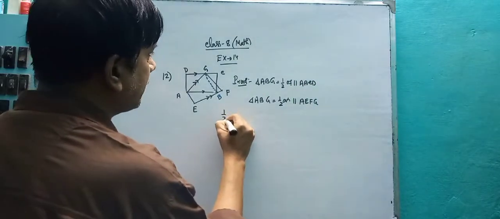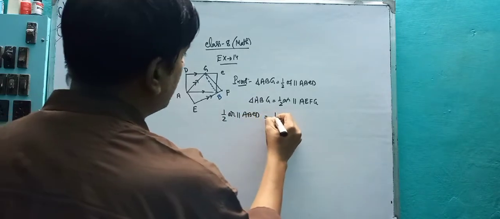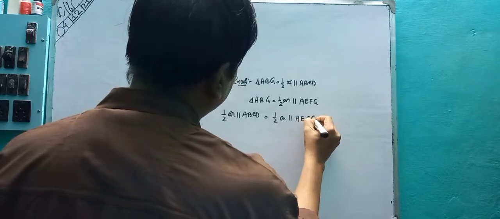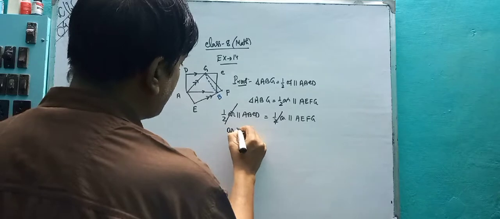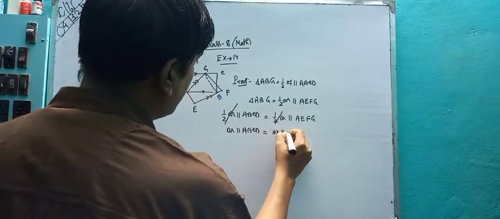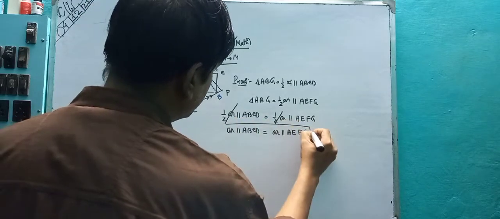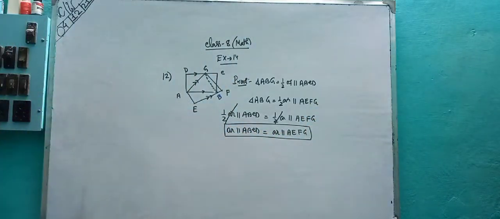So easily you can write that half of area ABCD is equal to half of area AEFG. Half cancels. So the area of parallelogram ABCD is equal to the area of parallelogram AEFG. Clear? Okay. Now I'll do another maths problem.